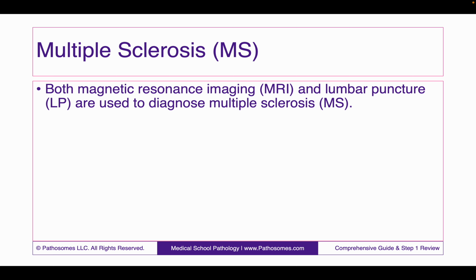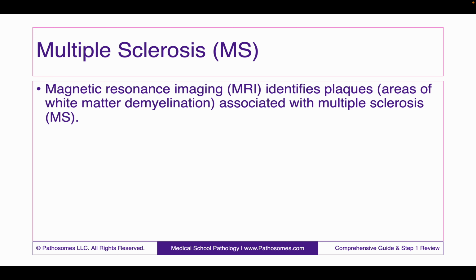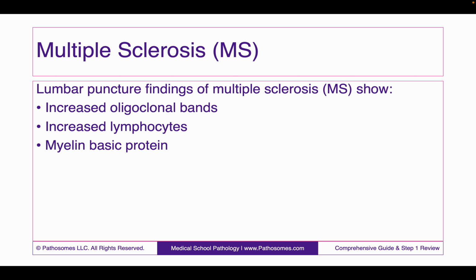Both magnetic resonance imaging and lumbar puncture are used to diagnose multiple sclerosis. On MRI, you should see those plaques, and those are the areas of white matter demyelination. Now, the lumbar puncture findings of multiple sclerosis will show increased oligoclonal bands, which you will see, increased lymphocytes, and myelin basic protein.